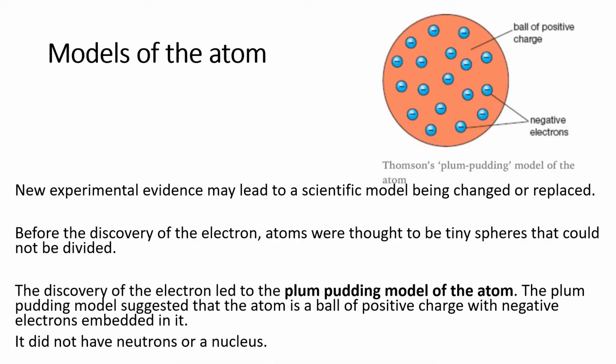There were different models of the atom, and when we get new experimental evidence, we need to update or change our model. But before the discovery of the electron, atoms were thought to be tiny spheres that could not be divided at all. But once they discovered the electron, they came up with the plum pudding model of the atom. This is a ball of positive charge with negative electrons embedded in it. It doesn't have a nucleus or any neutrons.